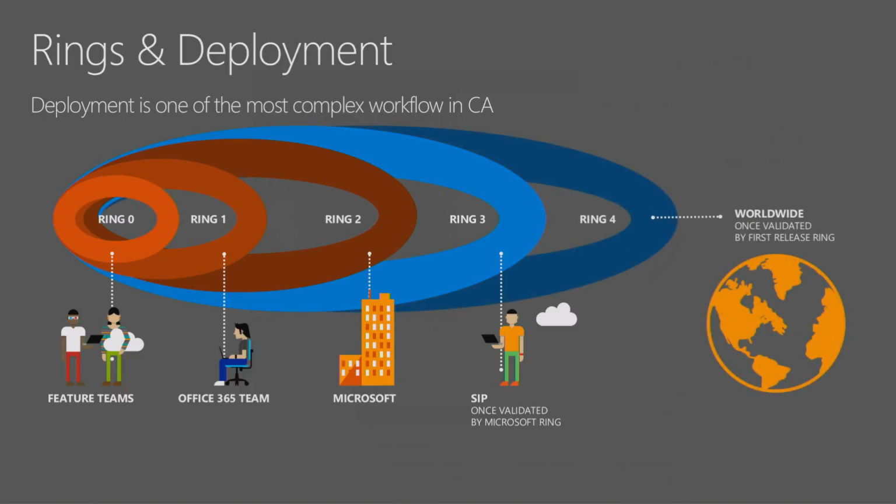And last but not least, ring 4 represents the rest of our production. It goes much slower, just like SIP, only when we believe we're safe to do so. It does not mean we always catch everything. And we'll talk a little bit about what we do when we do in fact have regressions.